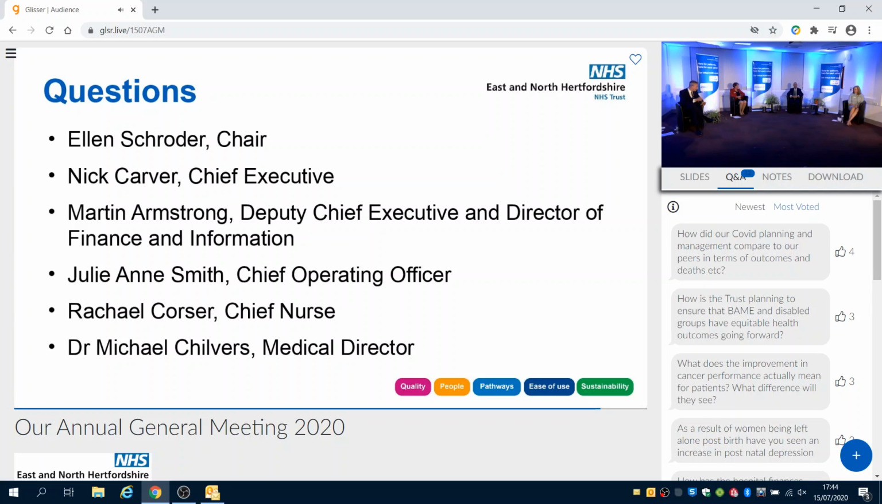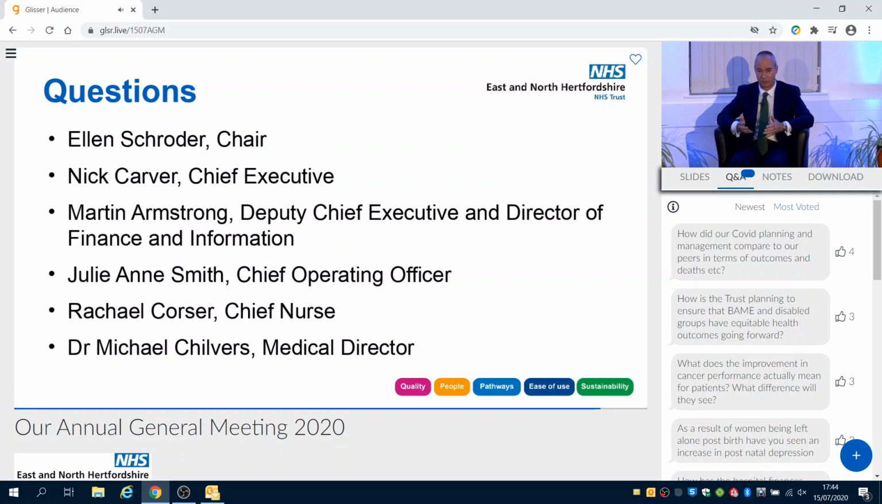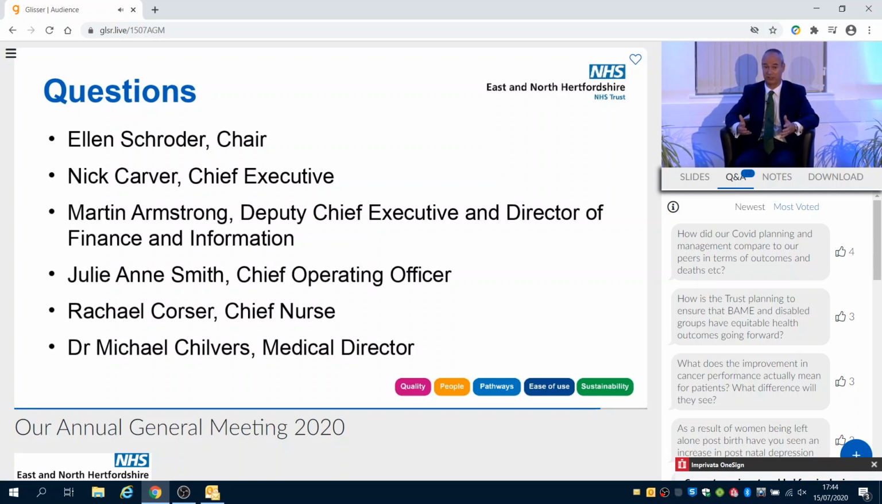Shall I pick up the next question about how did our planning and management compare to our peers? The first thing I want to say is I just feel incredibly proud to be Chief Executive of this organisation, to be working with the people in this room, but with the people outside of this room as well. And I think they have done amazingly. So I have a personal view, which is I think they've done incredibly well compared to most other organisations.